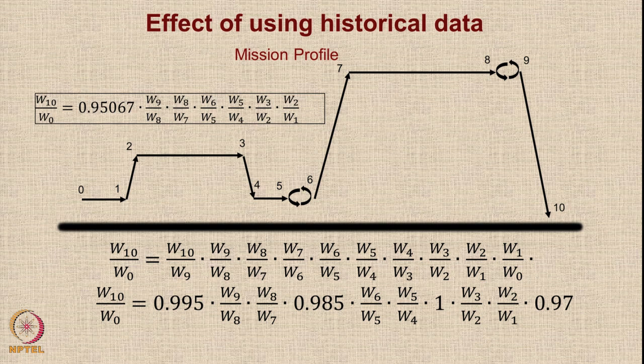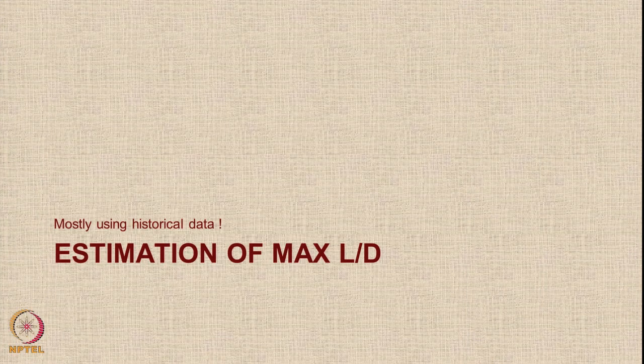So, therefore, when you use these 4 numbers as constants, you ultimately end up with 6 ratios, 1, 2, 3, 4, 5, 6, for which we have to do some calculations using the basic data of the aircraft. So, let us first start with the estimation of the maximum L by D, which is done mostly using historical data.